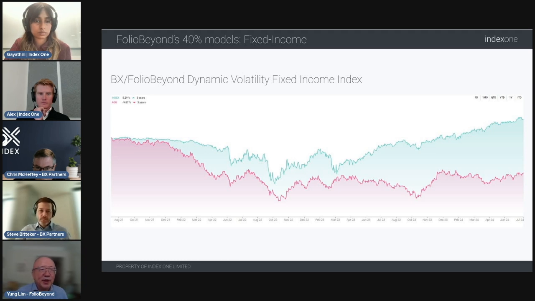Given that all the ingredients are ETFs, liquid ETFs, the rebalancing exercise is very straightforward. They're all liquid ETFs that trade actively, and it's a much better way of allocating to the fixed income market than trying to rebalance a portfolio of 1,000 CUSIP bonds.